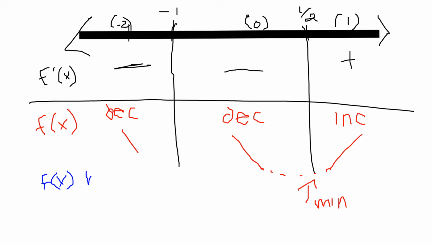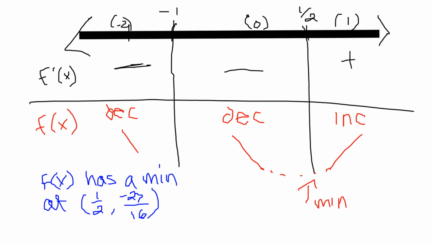Then we can say that f of x has a minimum at the point 1/2, comma, -27 over 16. I got the y value here from plugging our critical point of 1/2 into the f of x to give us the y. So it's an input and an output.